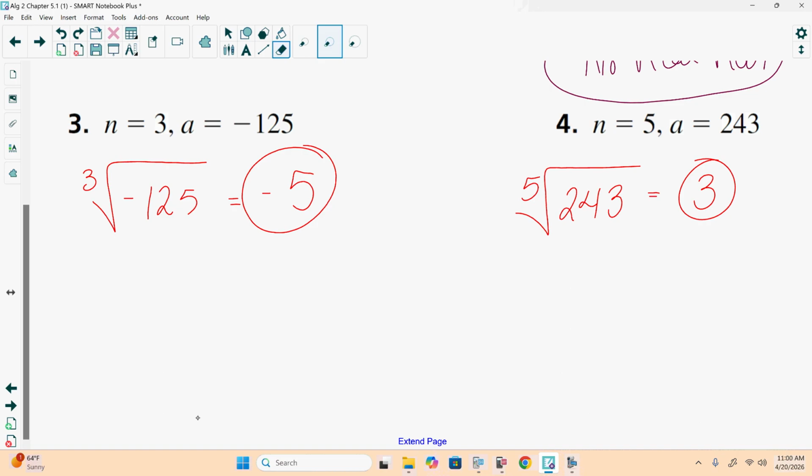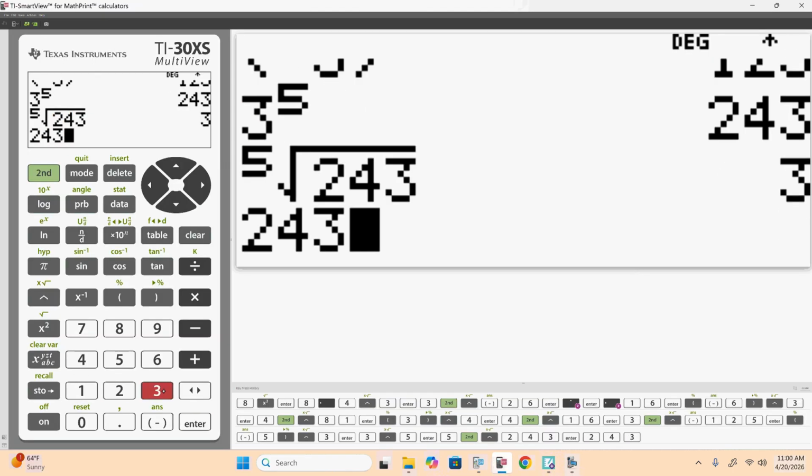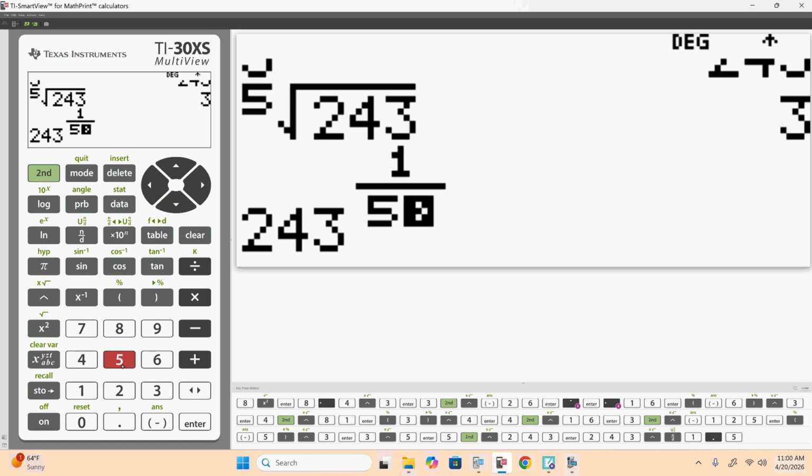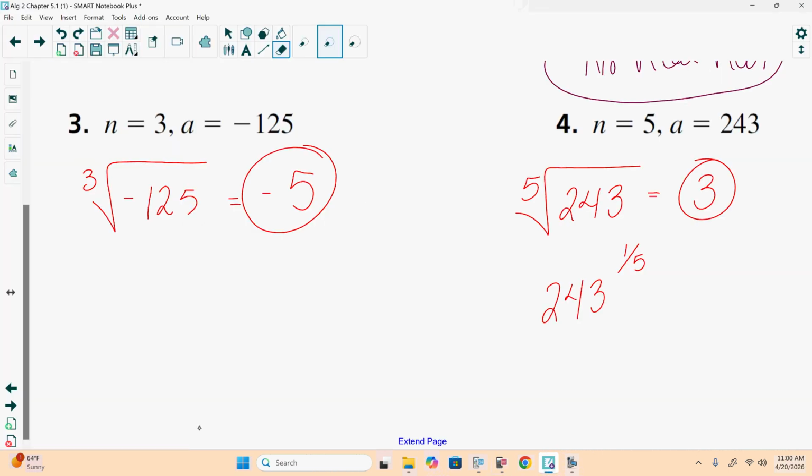Questions on this here? Questions on anything we've done so far? Now, there are some ways we could have typed this in, because I could have typed it in as 243 to the 1/5, because the exponent attached to 243 is 1 and our index is 5. 3 to the 1/5 is still 3. Questions on any of those so far? Yes.